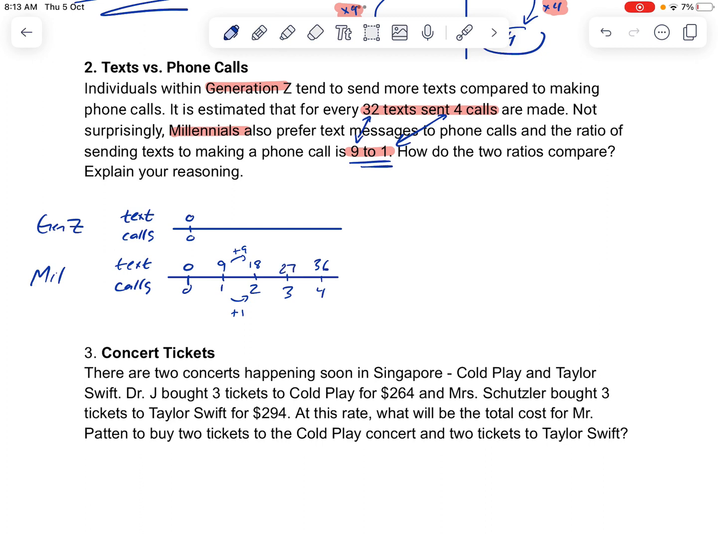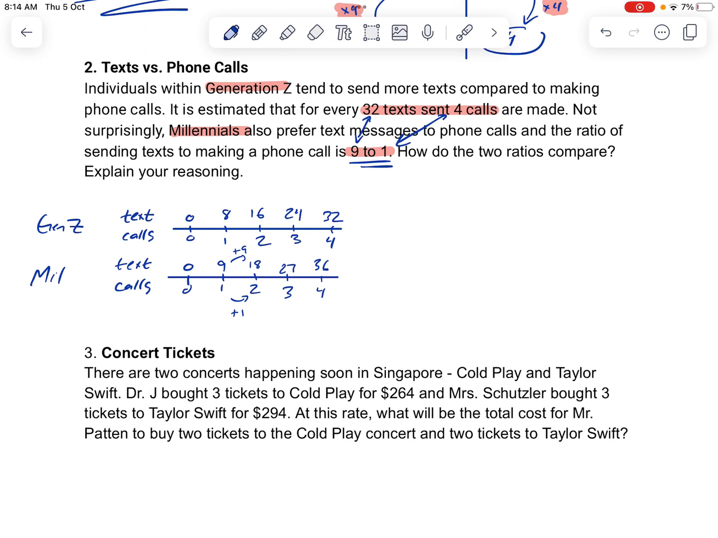And then for my Gen Z, I know that if I send 32 texts, it's for every 4 calls. So I'm going to add my tick marks, 1, 2, 3, 4, and go right down to 4 calls with 32 texts. Then I can work backwards. Sometimes it's easier for people to half it. Half of 4 is 2 and 16 texts. Half of that is 1 and 8 texts. So I'm adding 8 texts for each phone call, and the missing one is 24 and 3.